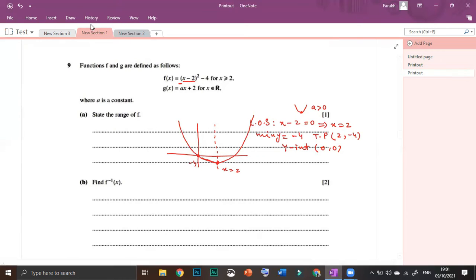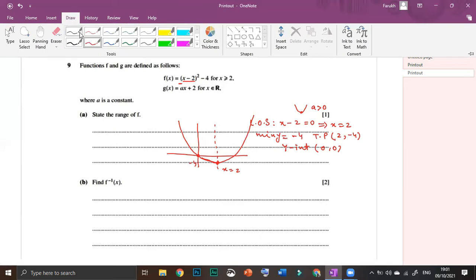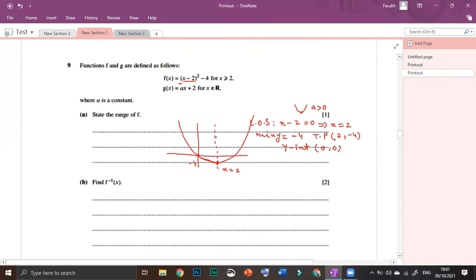As you can see that the domain is x is greater than equal to 2. The required portion is this one, the green one. The green one is the required portion. Now we want to write down the range of this function. We want to write down the values of y. You can see that the minimum point is 2 and minus 4. So minus 4 is the minimum value. The range of this function is y is greater than equal to minus 4.